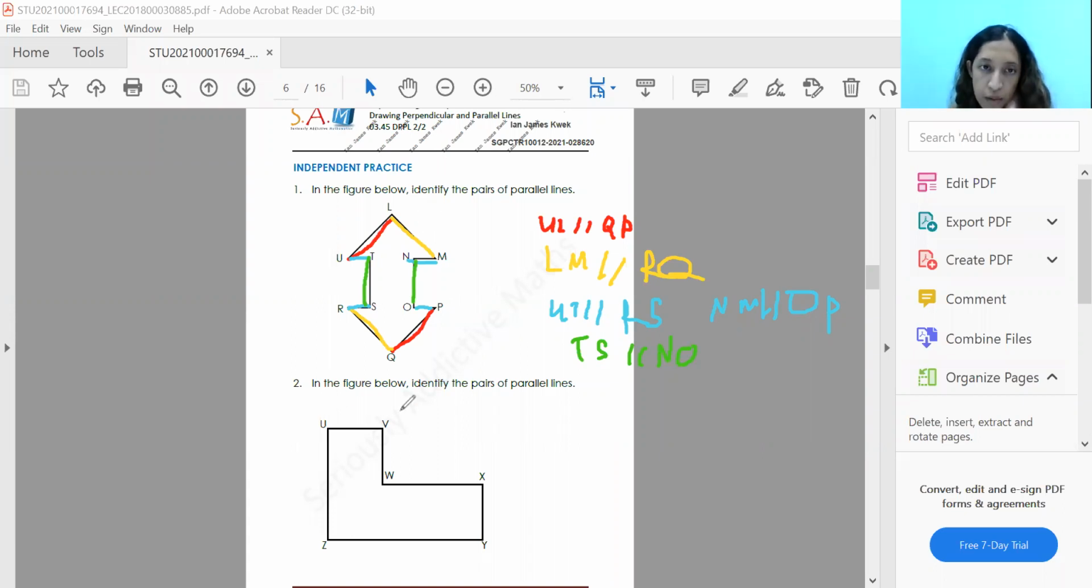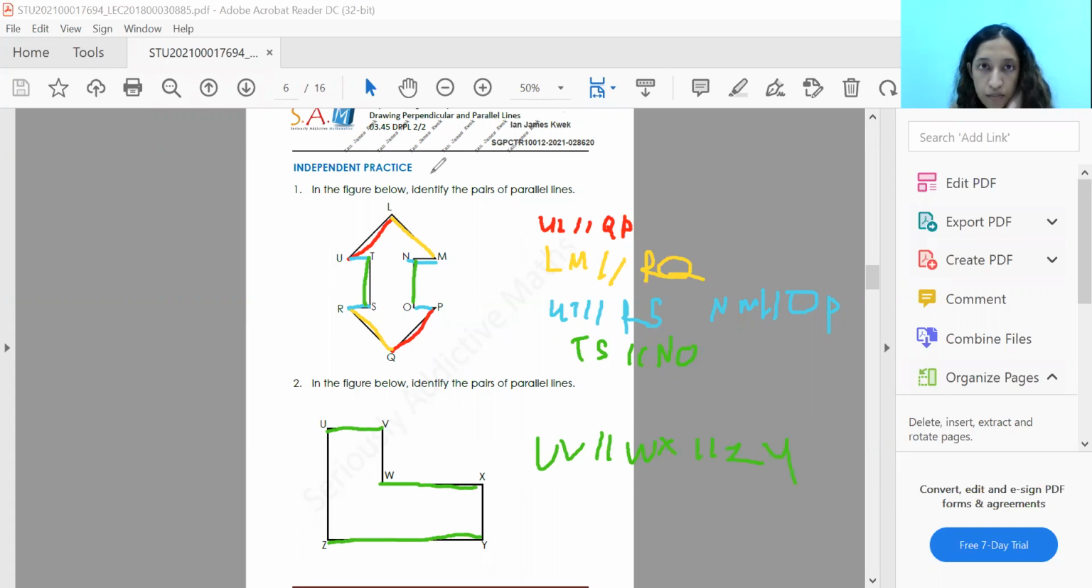And what about the second one? In the figure below, identify the pairs of parallel lines. Same thing. Okay, there we go. UV and WX and ZY. Okay, that's one, right? So UV parallel to WX parallel to ZY.